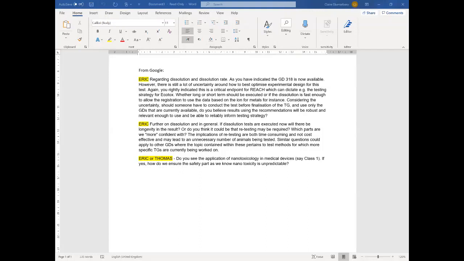So further on dissolution and in general, if dissolution tests are executed now, will there be longevity in the result? Or do you think that it could be that retesting may be required? Which parts are we more confident with, in inverted commas? The implications of retesting are both time consuming and not cost effective and may lead to an unnecessary number of animals being tested. Similar questions could apply to other guidance documents where the topic contained within these pertains to test methods for which more specific test guidelines are currently being worked on. And I certainly know that this is the same type of question we've had a lot with the implementation of the new REACH annexes for nanomaterials with regard to justification of sets, in terms of worrying about having to retest things in the future where tests may not be particularly well validated now.